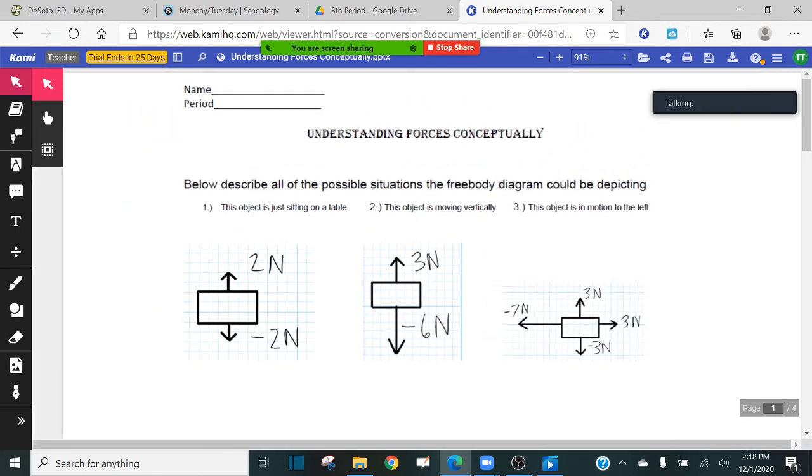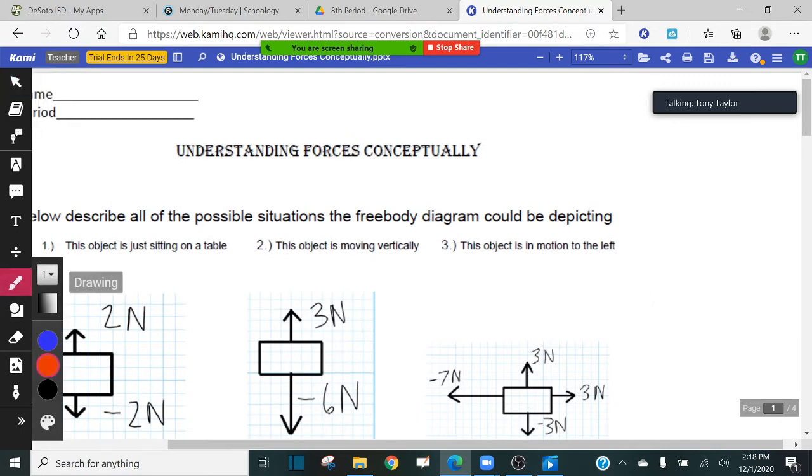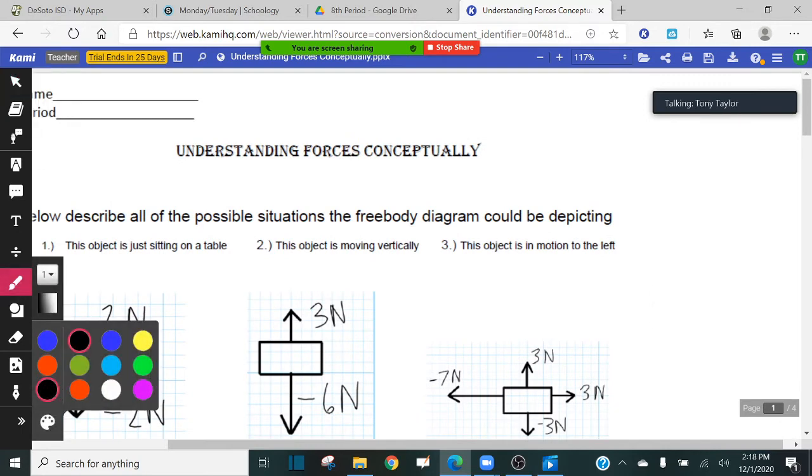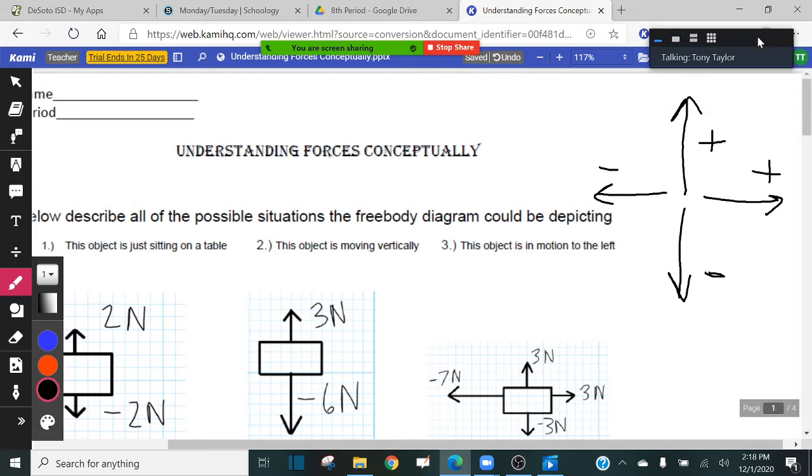Okay. Now, guys, whenever we're working on this assignment, just remember one thing that I told you guys, that any force that's pointed up, you want to call that force positive. Any force that's pointed down, you want to call that force negative. Any force that's pointed to the right, you want to call positive, and any force that's acting to the left, you want to call negative. Okay, so just something to keep in mind.